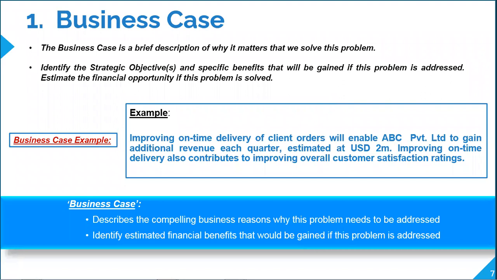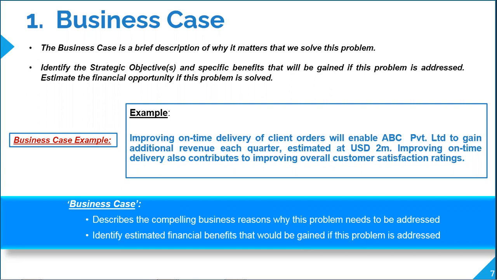Right. The very first element of the project charter is the business case. Now, what is a business case? The business case is a brief description of why it matters that we should solve this problem. Why are we solving this particular problem? This is what a business case describes. It identifies the strategic objective and specific benefits that will be gained if this problem is addressed. It estimates the financial opportunity if this problem is solved.